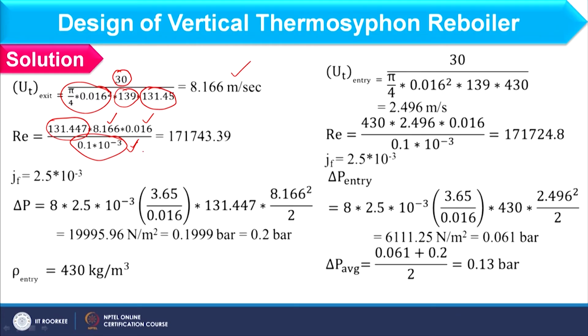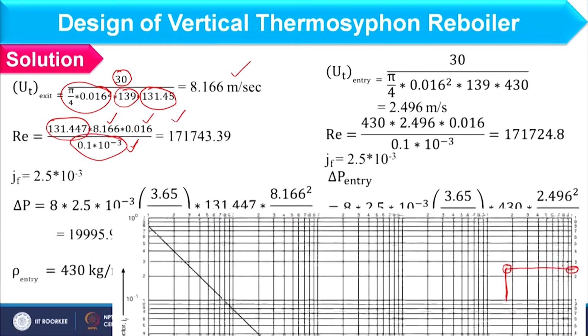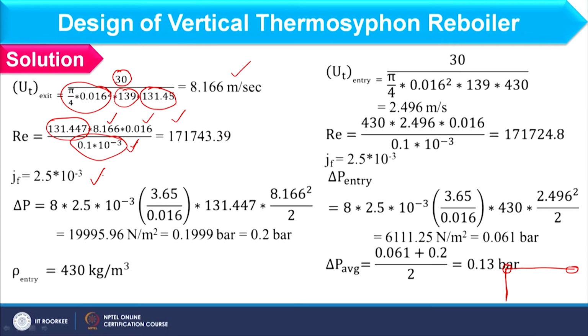Considering all these parameters, I can find the Reynolds number as 1.72 into 10 to the power 5, and we can find out the JF factor from this graph, where I have to locate 1.7 into 10 to the power 5. So, somewhere here it will lie, and this would be the value of the JF factor. You can see the value as 2.5 into 10 to the power minus 3. So, once I have all these values, we can find out the pressure drop due to friction at exit condition, and in this case I am considering the total tube length, because the whole length is available to provide frictional loss.